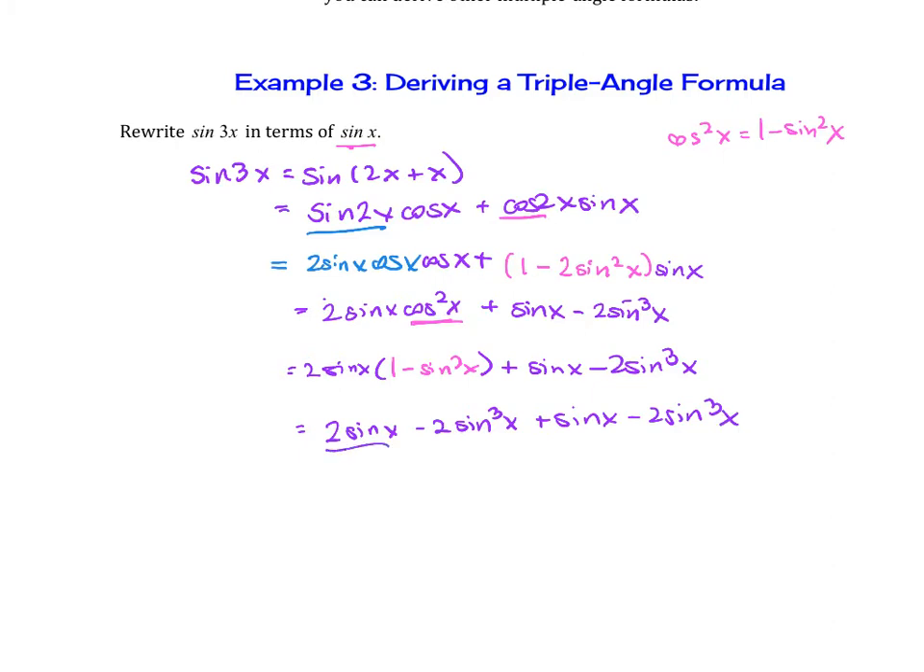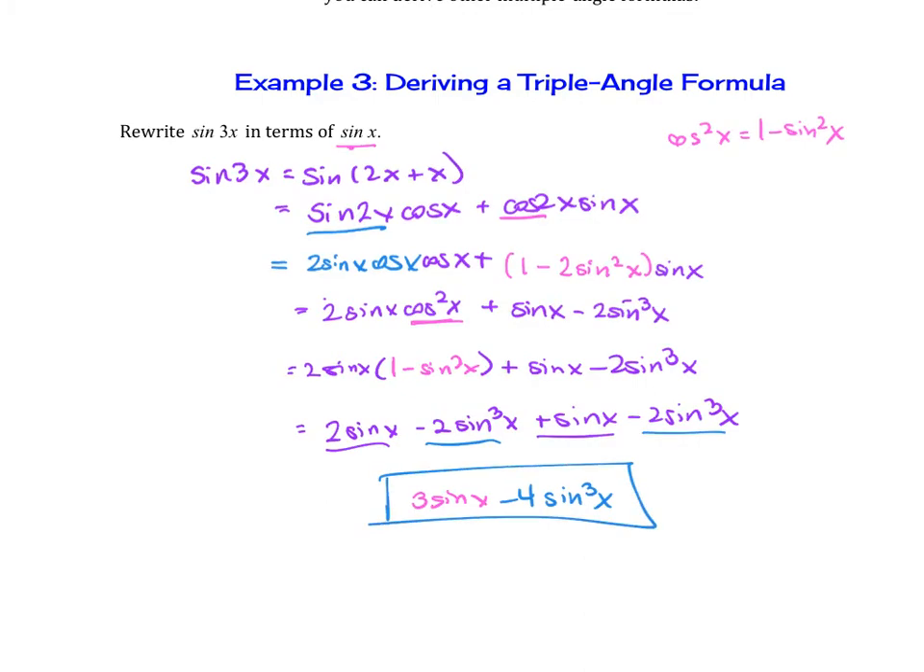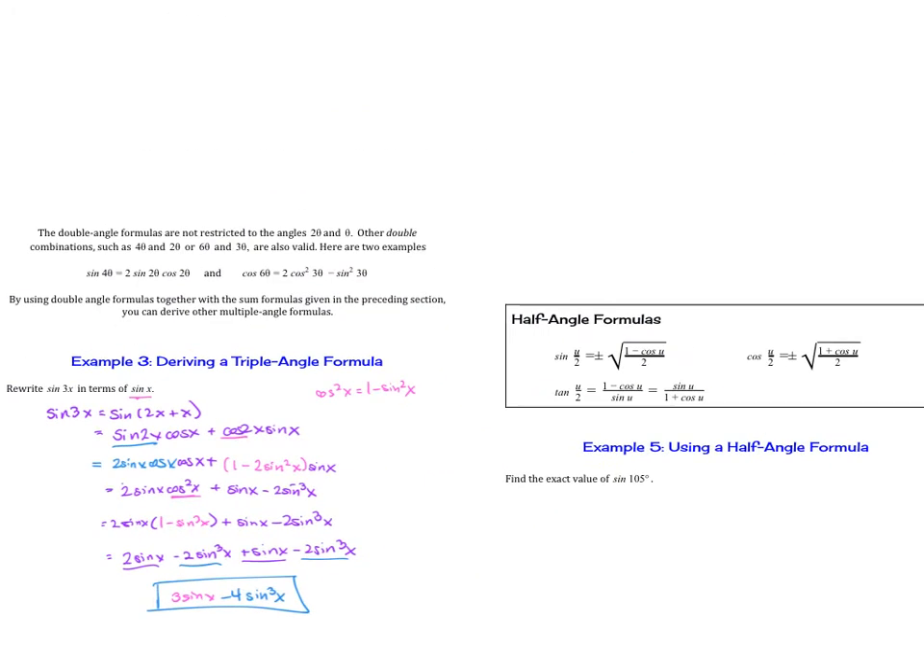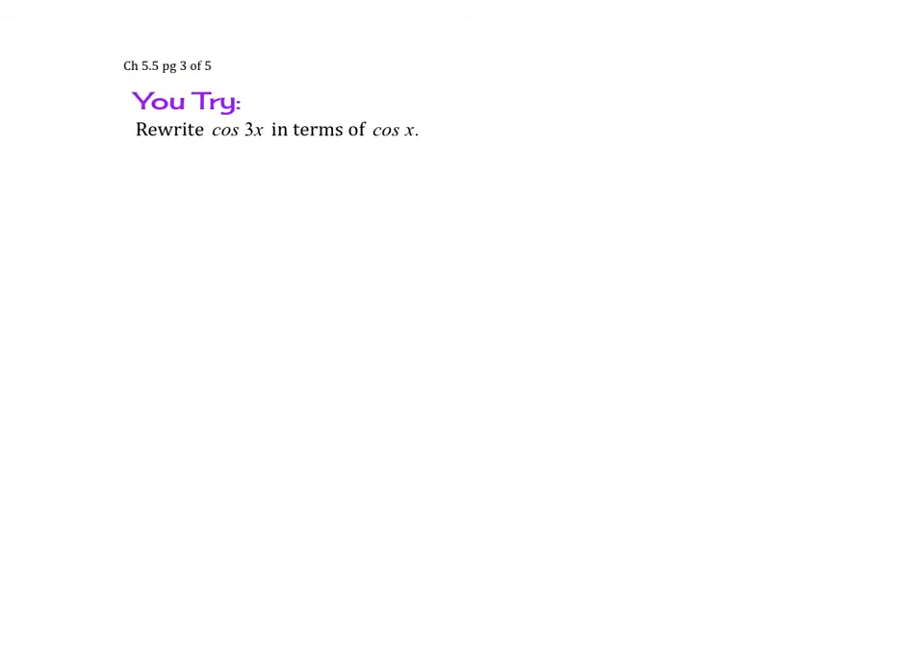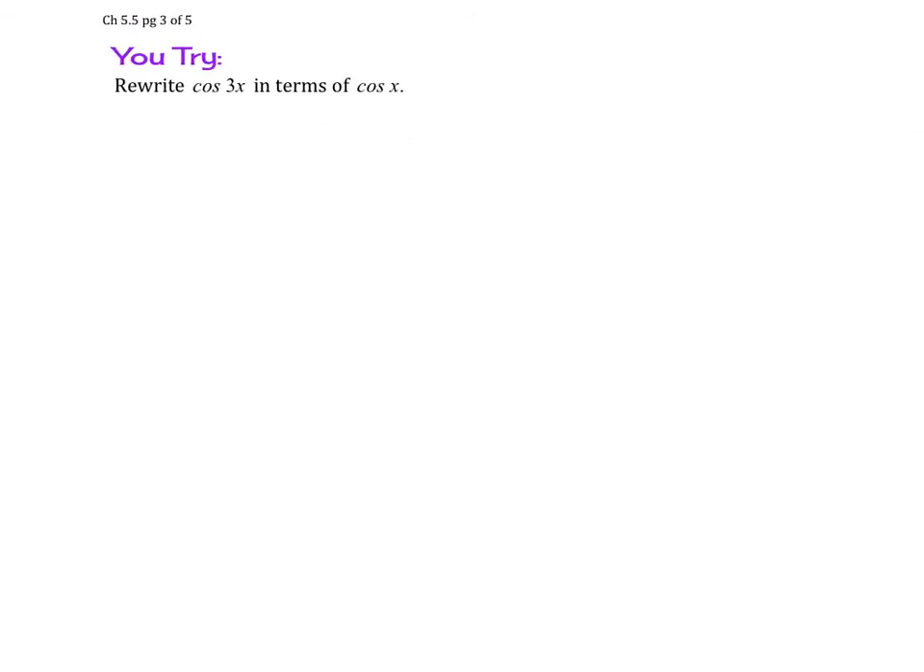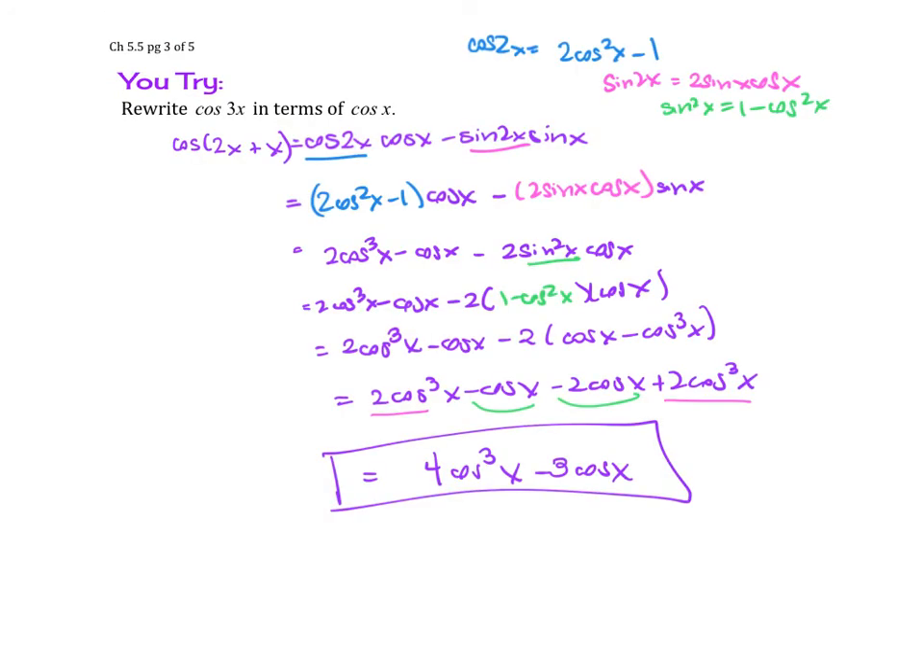So we have 2 sine of x plus sine of x. That will become 3 sine of x. Then we have negative 2 sine cubed of x and negative 2 sine cubed of x. That simplifies to negative 4 sine cubed of x. So you try. We write cosine 3x in terms of cosine of x. Okay, if you tried this out, you should have gotten 4 cosine cubed of x minus 3 cosine of x.